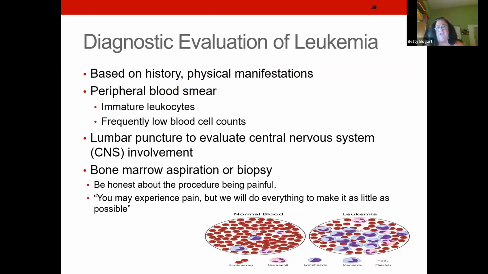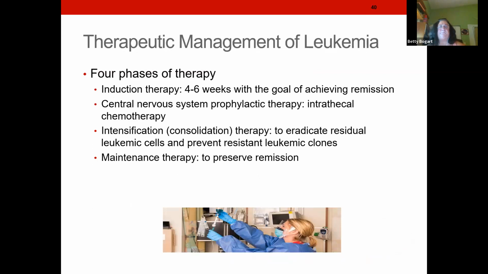We also are going to do a lumbar puncture. We want to see if it's anywhere in there. It's part of the treatment for it. And again, bone marrow is going to be done. Again, let them know it's going to hurt.